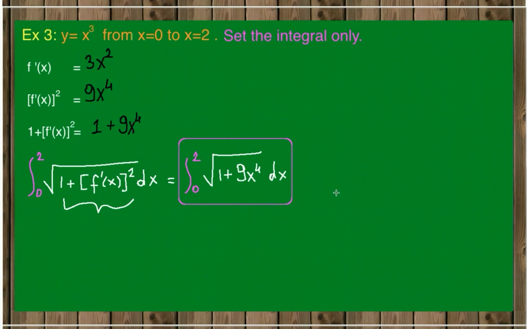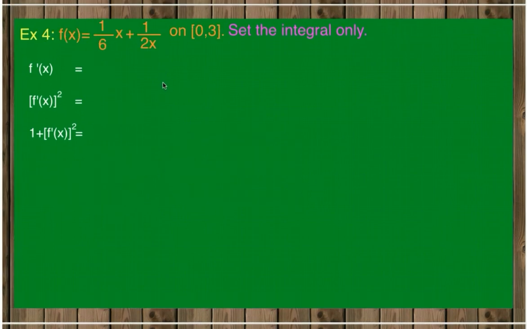Let's go to example 4. In example 4, we're going to set the integral to find the arc length of f of x from 0 to 3. First, we need to find the first derivative of the function. The derivative of 1 over 6x is 1 over 6, plus the derivative of 1 over 2x is negative 1 over 2x squared.